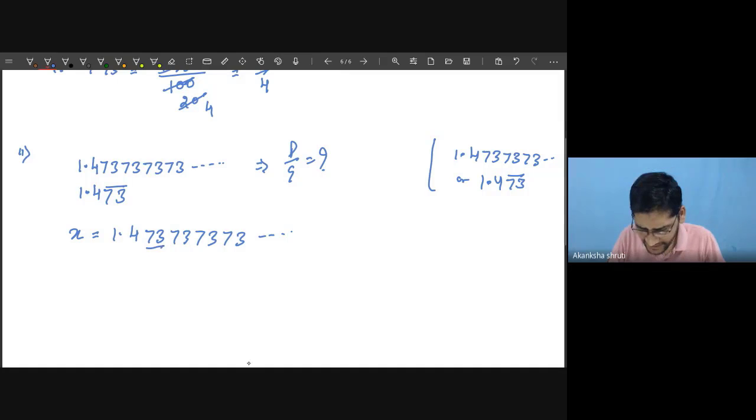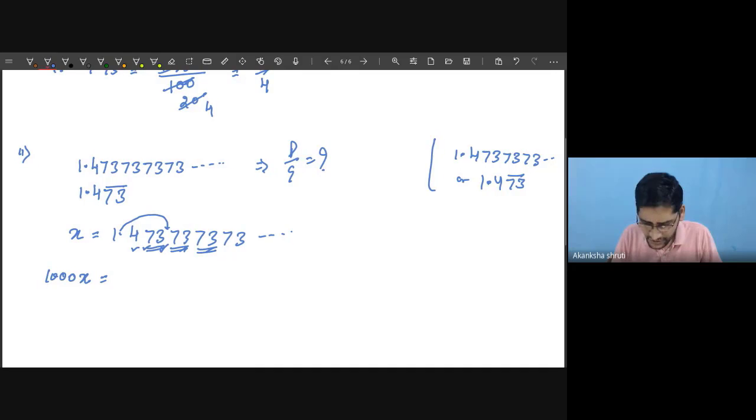What is the repetition set here? 7 3 7 3. These are repeated. So first you need to move this to a place keeping one of the repeated sets before it and the other repeated set after that. So how can we move these three places? 1, 2, 3 places. So I need to put 3 zeros before this x. Means multiply both sides by 1000.